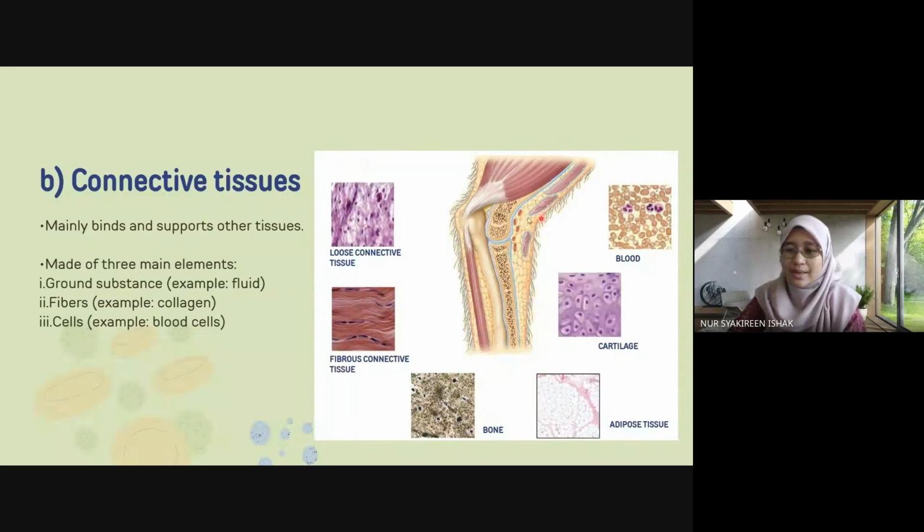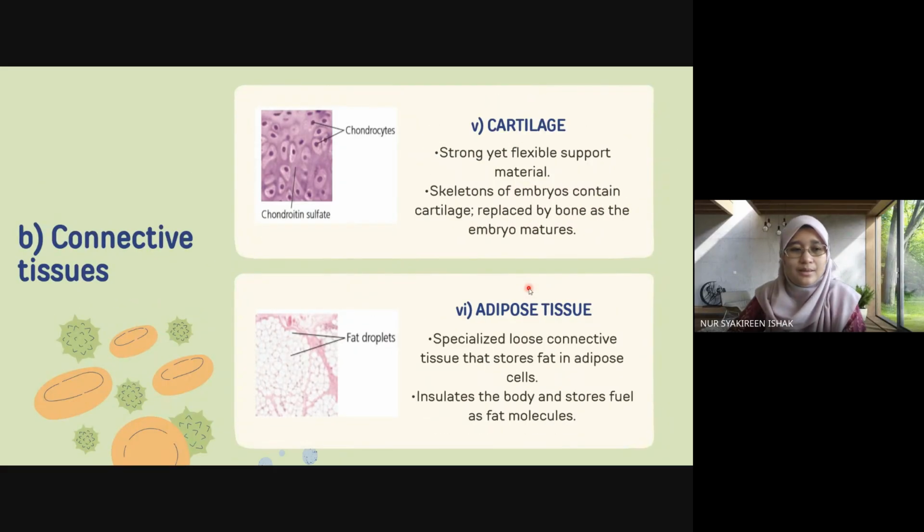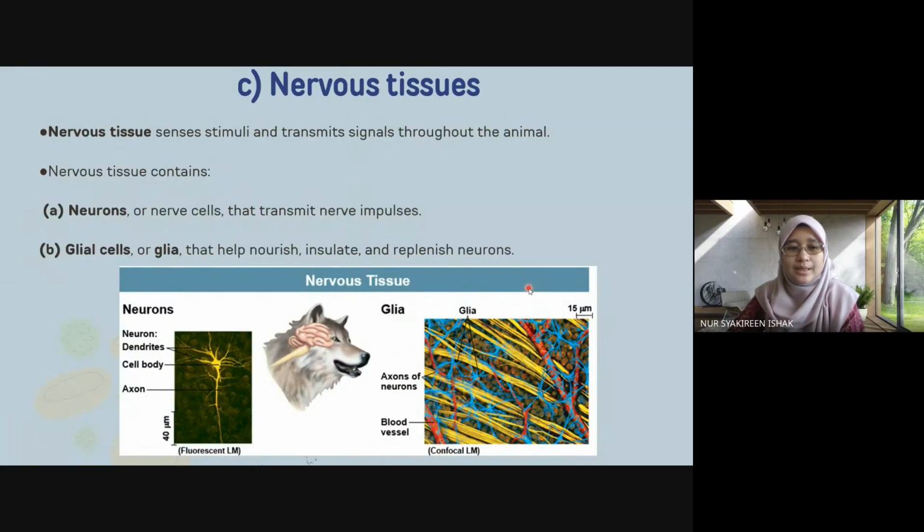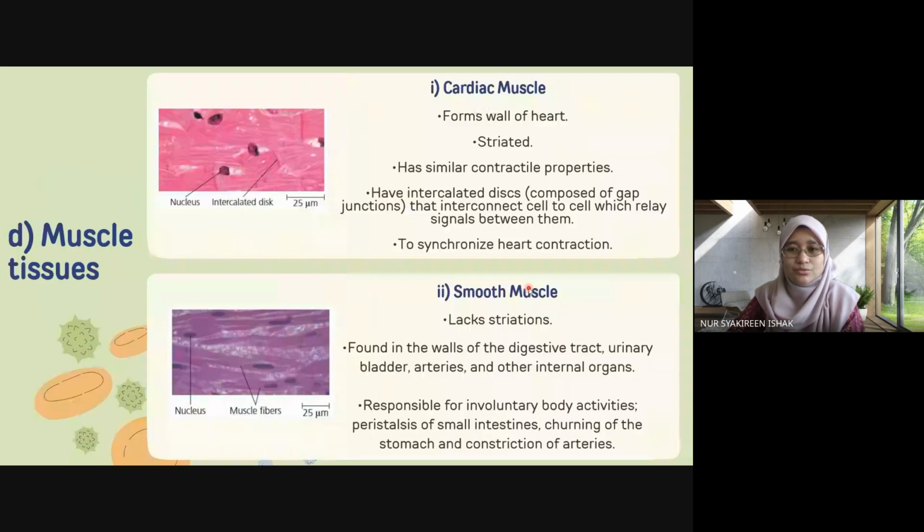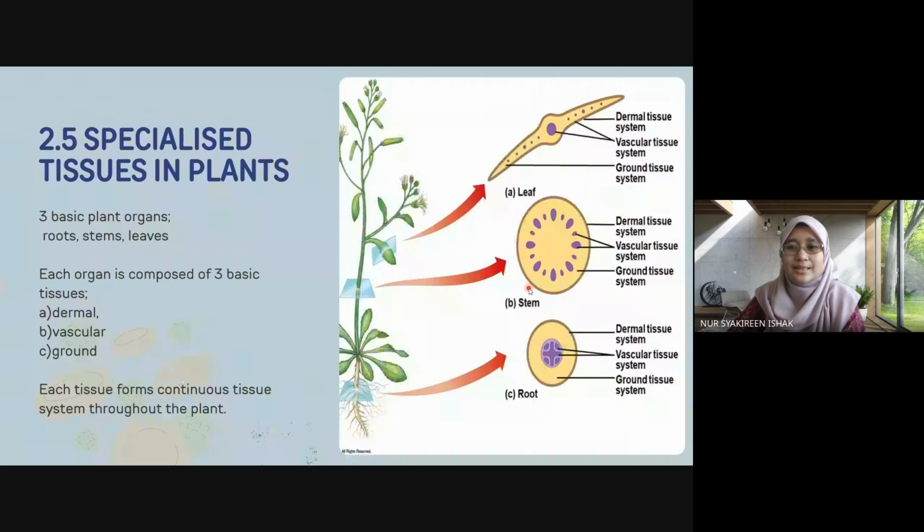So blood is in here. So we have the adipose tissue, the cartilage, and then we have the nervous tissue. And then we have the muscle tissue: cardiac, smooth, and skeletal.